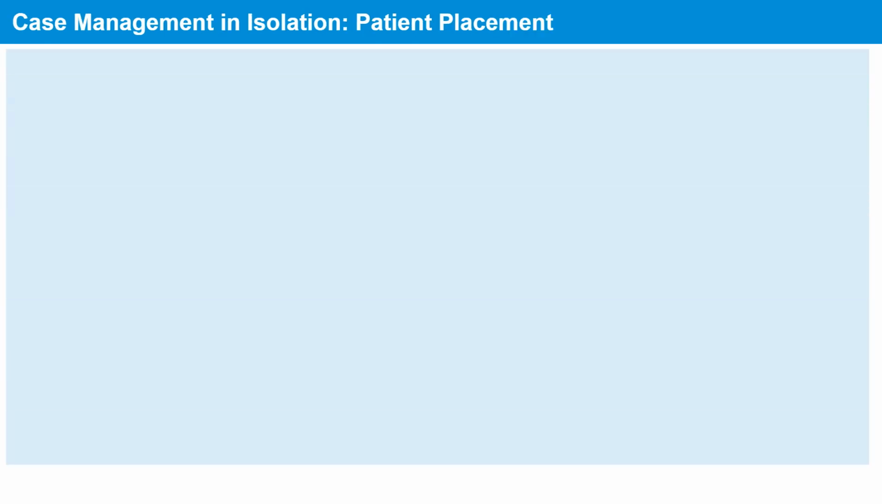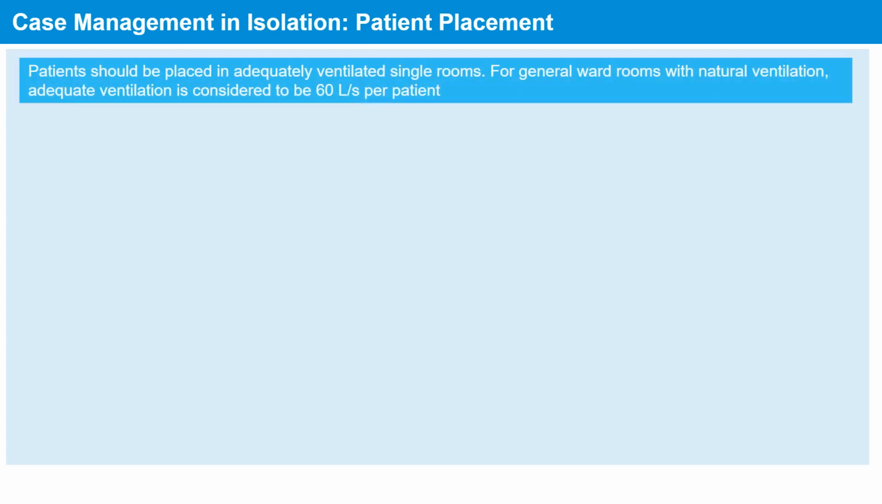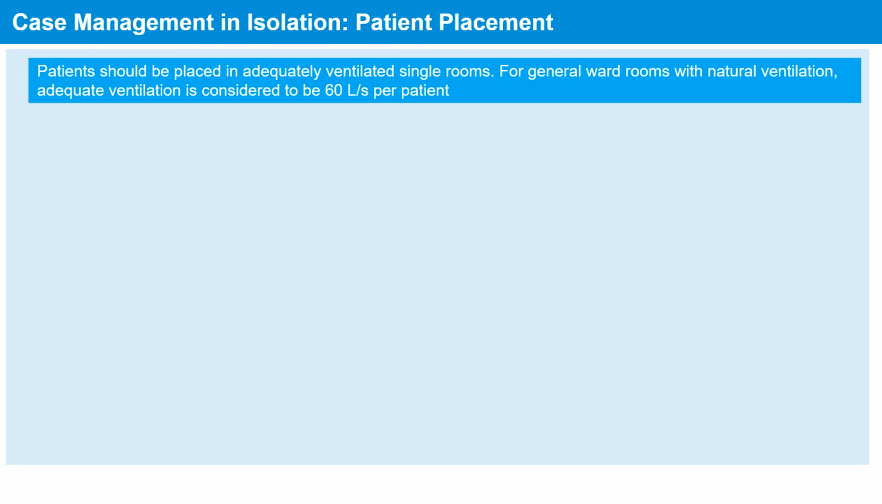Let's now look at case management and isolation. How should patients be placed? Patients should be placed in adequately ventilated single rooms. For general ward rooms with natural ventilation, adequate ventilation is considered to be 60 liters per second per patient.